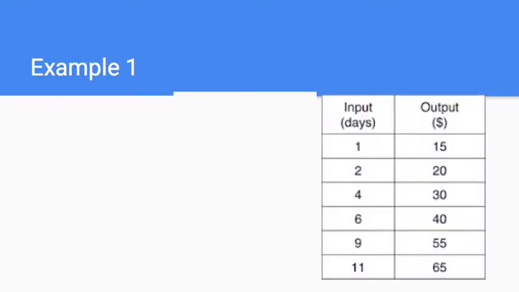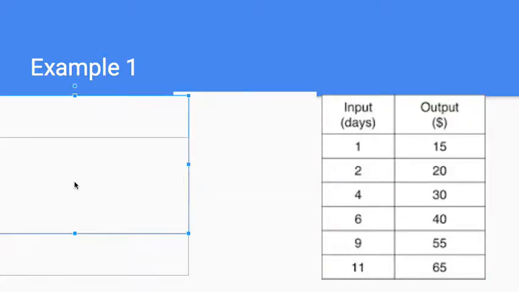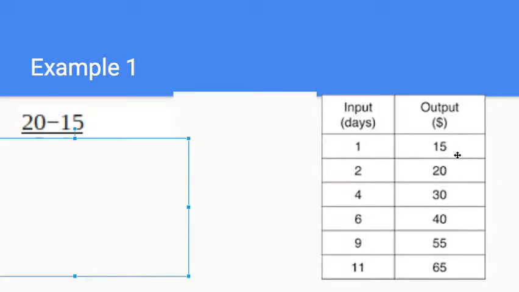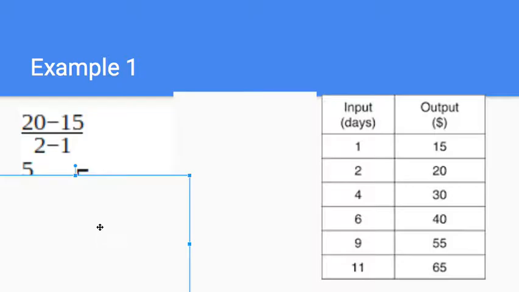And hopefully this will make sense when you look at it, because we're going to do a couple examples. So here we have an input-output table. So my input in days, output in money. So I'm going to take y sub 2 minus y sub 1. So I'm just going to take two y values. It doesn't matter which two. I picked 20 minus 15. So 20 minus 15, then I need to take my x values that match them. Remember, x on the left, y on the right. So over 2 minus 1. Now 20 minus 15 is 5, 2 minus 1 is 1, 5 over 1 simplifies to 5. So this has a slope of 5.